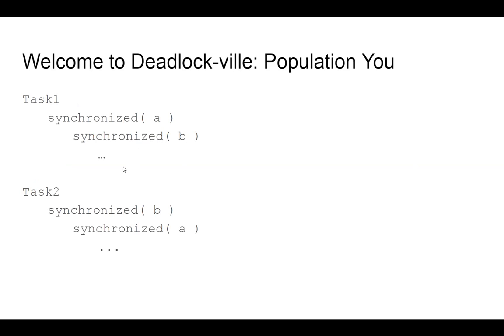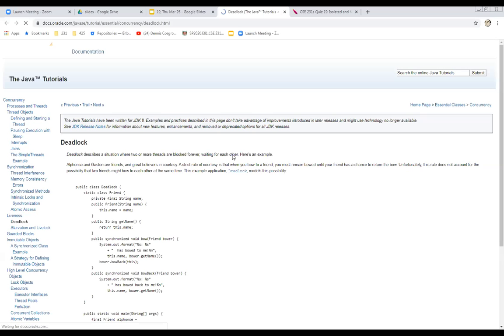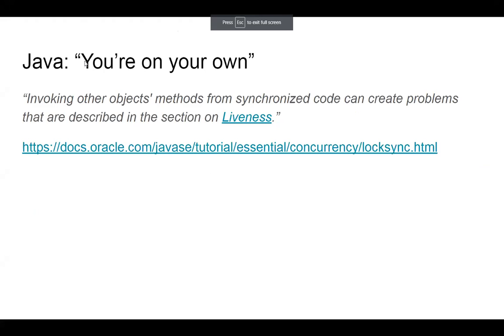How you can get into this situation in Java is monumentally easy. If one task synchronizes on A, then B, and then another task synchronizes on B, then A, then you can absolutely deadlock. And Java's tutorial basically just gives examples of just how easy it is to deadlock. Everyone seems to think this is okay. Java's official policy is you're on your own. Invoking objects' methods from synchronized code can create problems, right? Like if you call a method, you're basically asking for trouble and you're on your own.